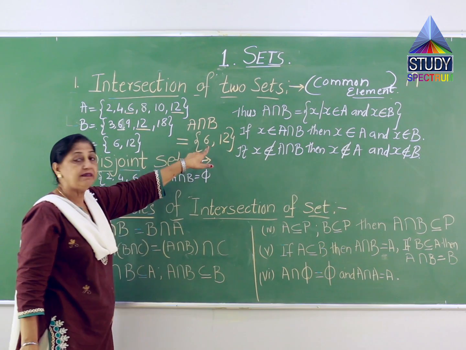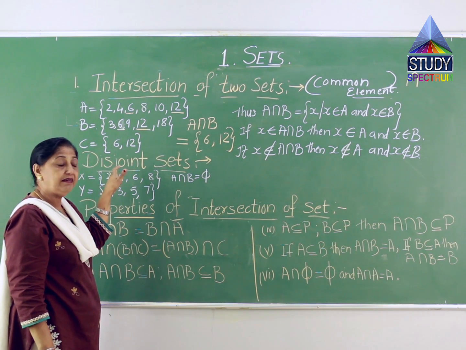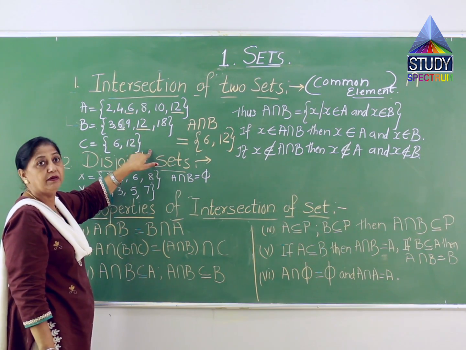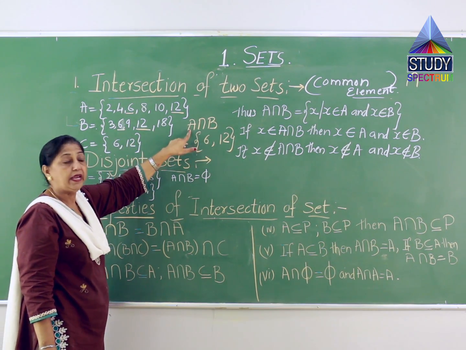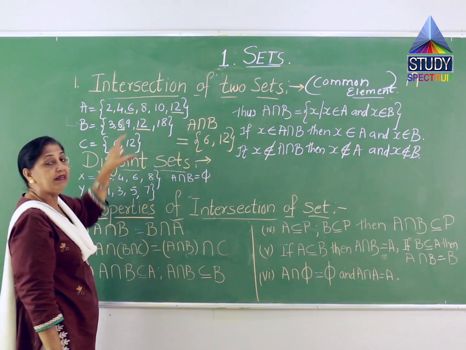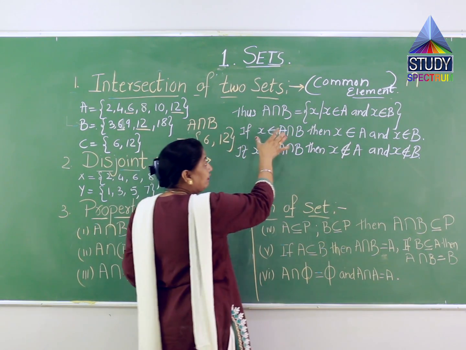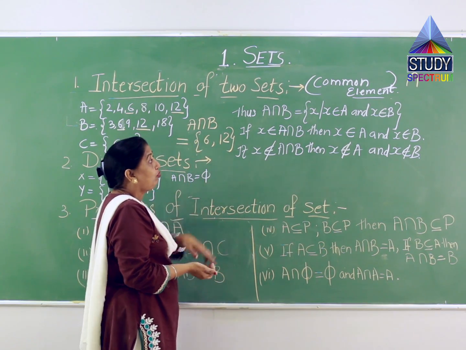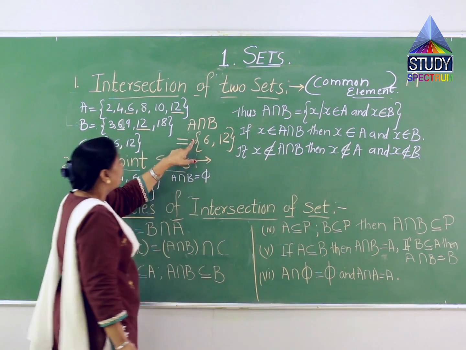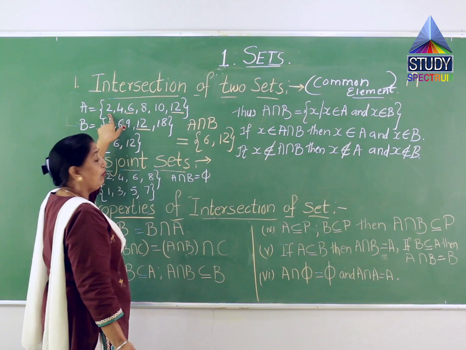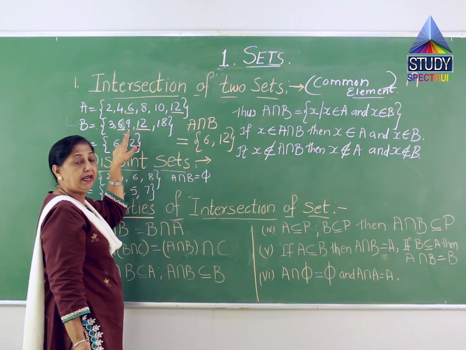Now where are these elements? These elements are given in C. So we can say that C is the intersection of A and B. Now from this it is clear that the intersection of A and B consists of elements x such that x belongs to set A and x also belongs to set B. So in this example we find that 6 belongs to set A and 12 also belongs to set A, as well as they belong to set B.